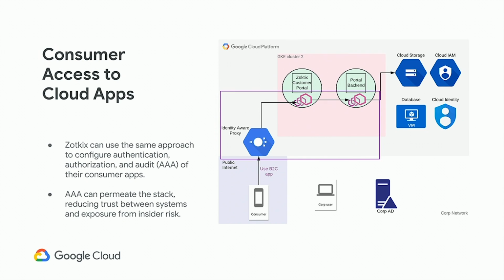We can also use the same architecture to protect access by end users of the customer portal. Authentication, authorization, and audit are throughout the service stack at every level. And this reduces trust between systems, which means that it mitigates user risk and it facilitates compliance activities.